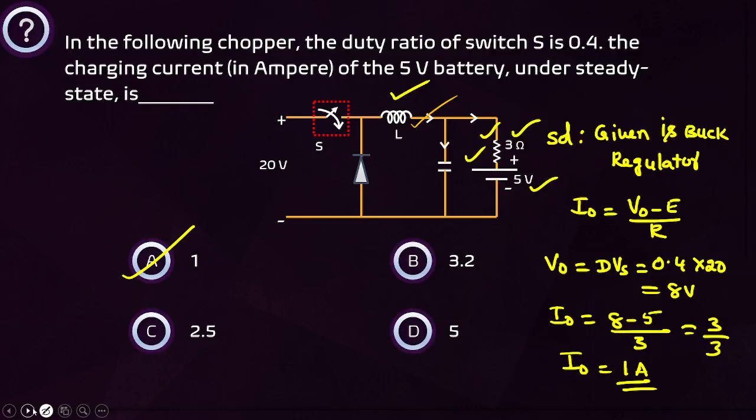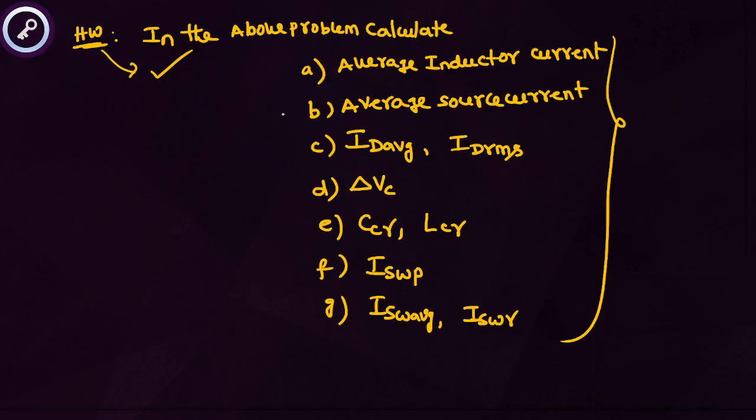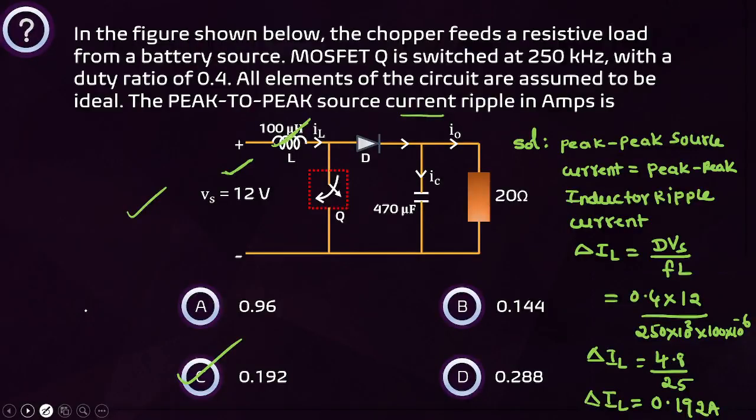Because inductor is at load side. This is also based on the buck regulator form. You have to find the peak to peak inductor ripple current. Then in this problem, try to solve all these questions. Average inductor current, average source current, every formula you know. This is the expected model of questions for every regulator or every chopper.